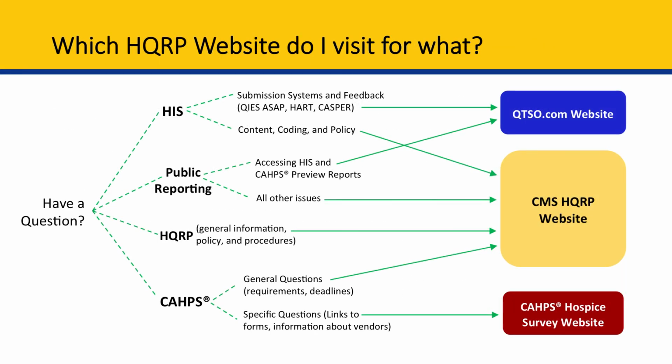Slide 20 contains a decision tree graphic to help you decide which website to go to, depending on your question. As you can see, most roads lead to the CMS HQRP website, so that's always a good starting point if you're unsure where to go. You may want to print this slide and have it available for easy reference within your hospice organization.